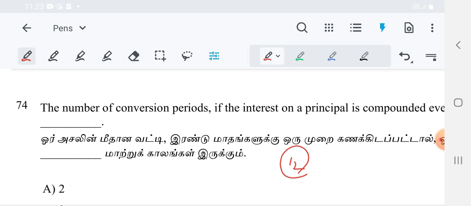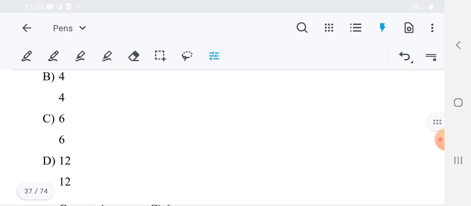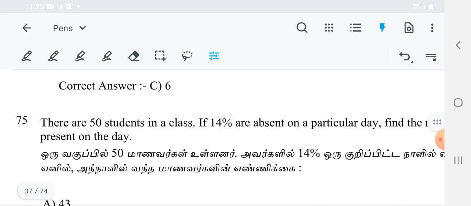In the same way, if you are using 2 months as 1 period, how many 2s are there in 12? 12 by 2 is equal to 6 conversion periods. So for this question, the number of conversion periods is 6, which is the best answer. Okay, come to the next question.